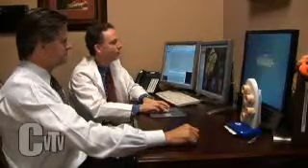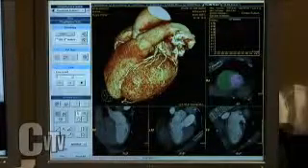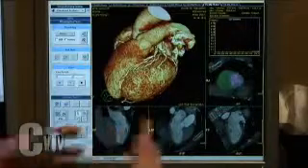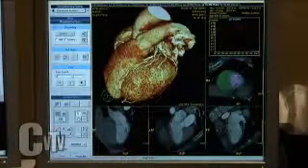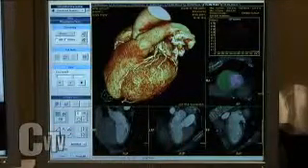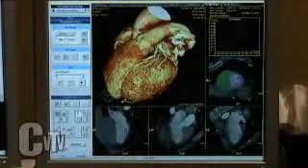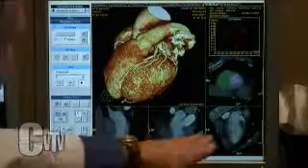So we also get functional information here. We can take all this data, because we get not just 3-dimensional data, but actually 4-dimensional data. And here what I'm doing is cutting the heart up into 4 different slices, and we can watch the heart beat inside the chest.